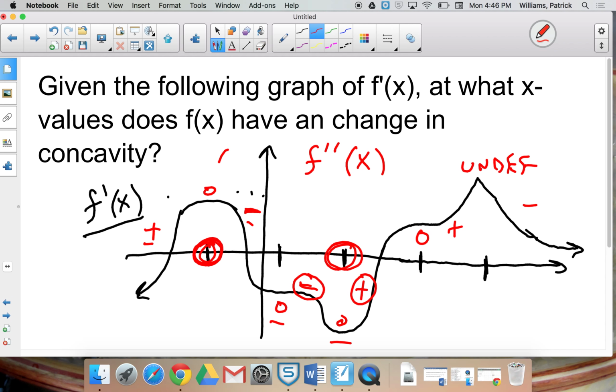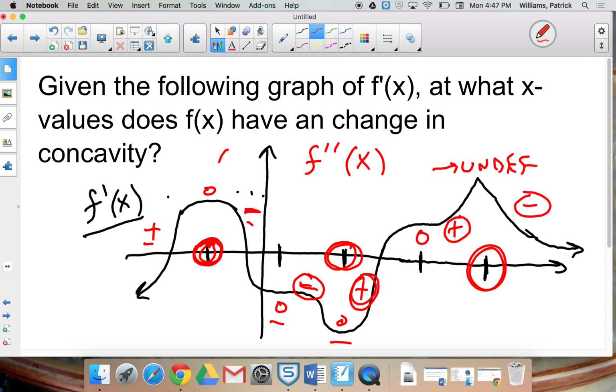Now if we go over here, our second derivative goes from positive to 0 to positive again. So this value would not be a point of inflection. And then in our final one, we go from positive to undefined to negative. So our second derivative hits undefined, and we have a sign change in between there. So in this case, this function would have 3 points of inflection. And it's important to realize why these 3 x values I circled are the inflection points, and the ones I did not circle would not be inflection points.